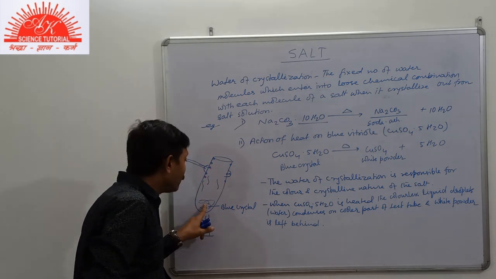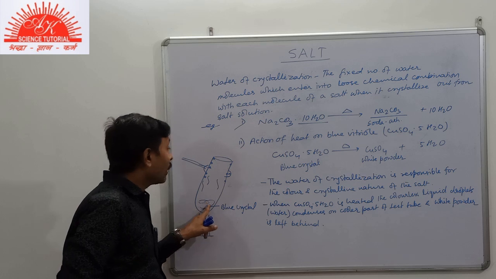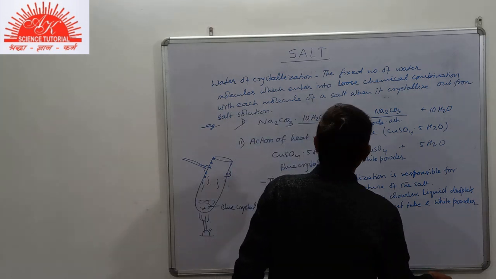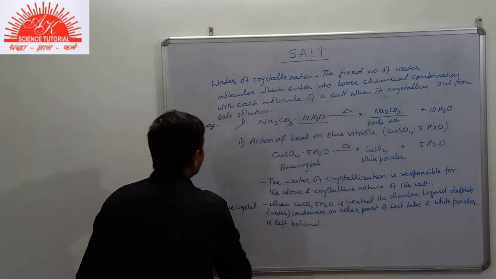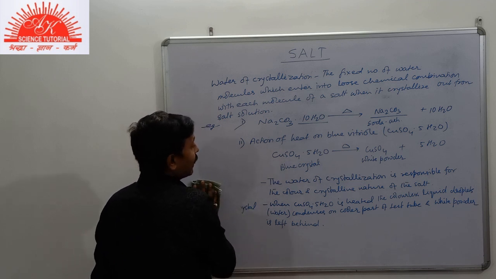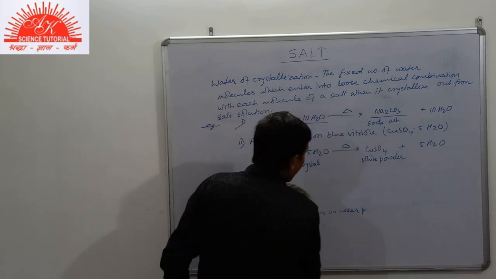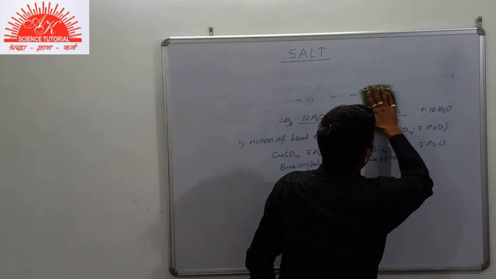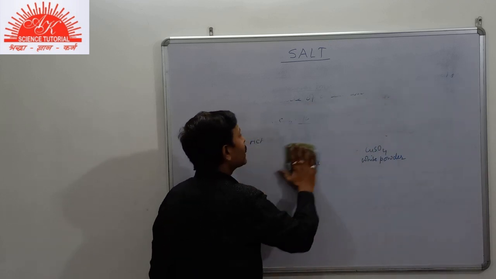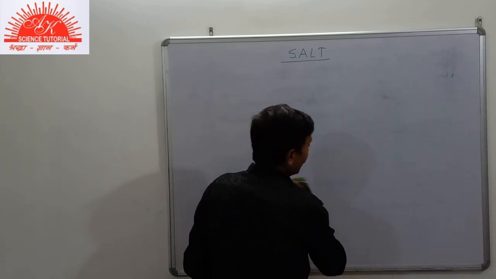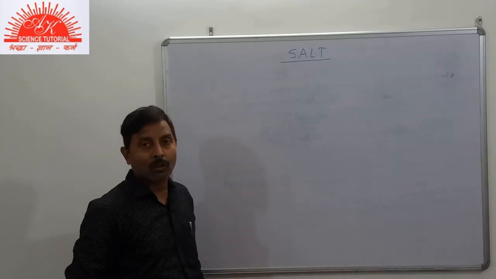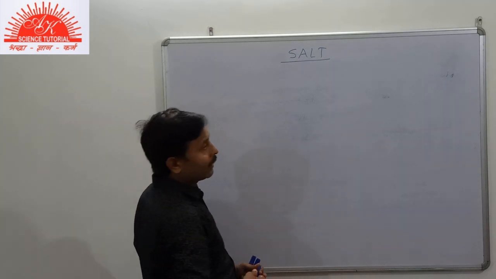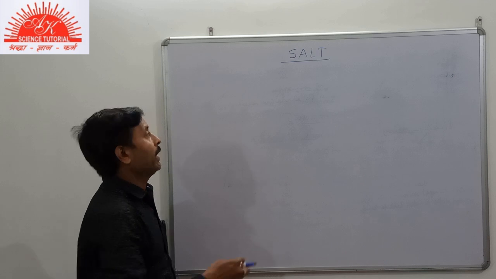It must have come from the blue crystal, that is the hydrated copper sulfate. So this type of water molecule attached to a salt is known as water of crystallization. It means that not all salts are perfectly dry. Crystals containing water of crystallization have water molecules which on heating get evaporated, leaving behind the anhydrous salt. Clear, students? Now we take another example, that is plaster of Paris.